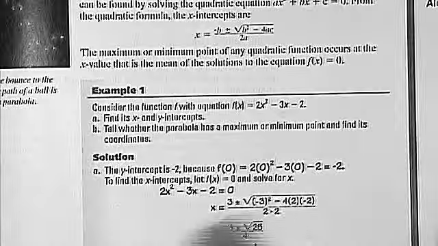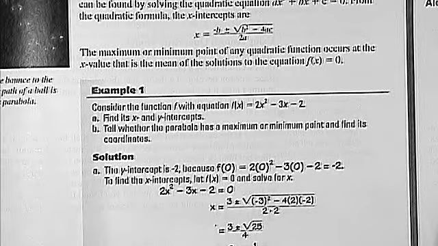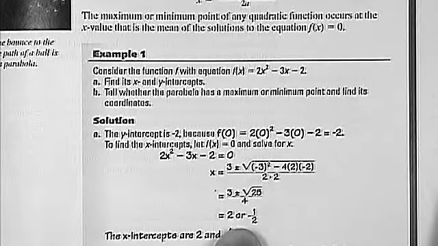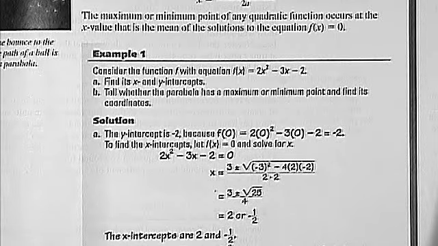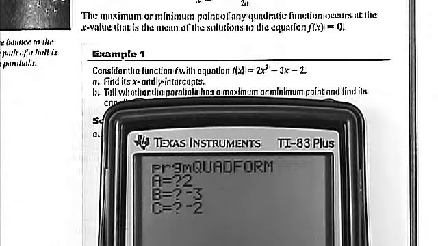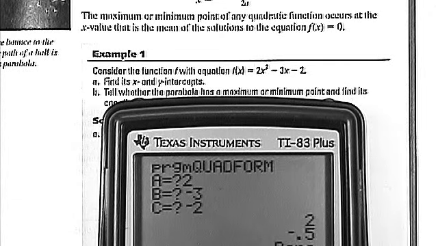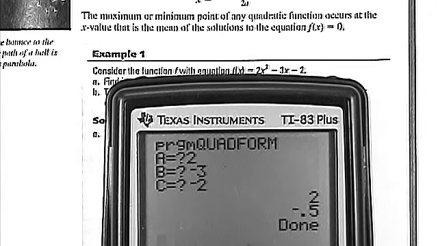Now, according to the answer sheet, we should get 2 or negative 1/2. Those are the two possible x-intercepts. And just to check, yes, we got it. It tells us that it's done with the program, so I know that it's got the answers and it's not continually working on something. So there you have it. It spits out the values, and it might come in handy for you.